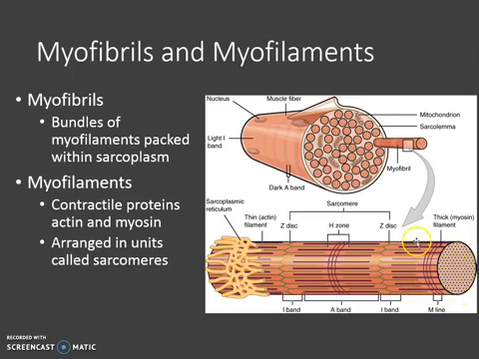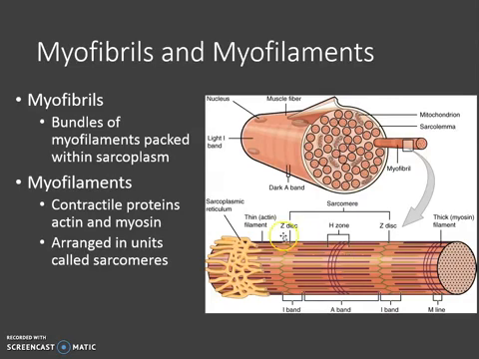So this is a single myofibril that's been zoomed in. And then these little structures right here, the green lines and the purple lines, these are the myofilaments. The myofilaments are the proteins that are actually involved in making a muscle contract. And the names of those myofilaments are actin and myosin.